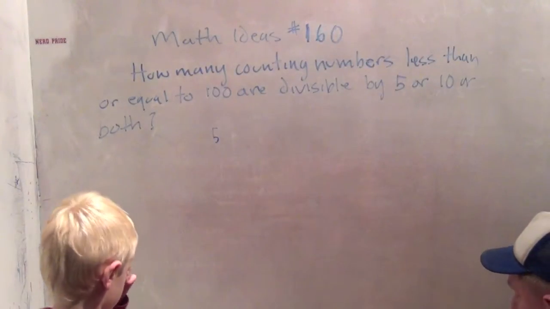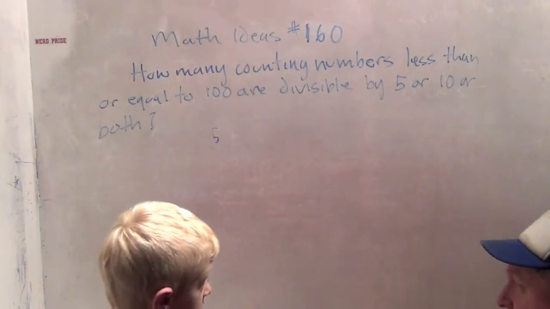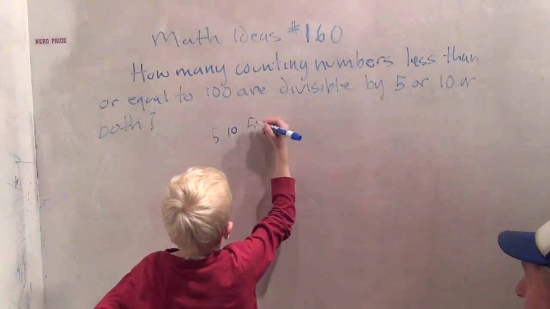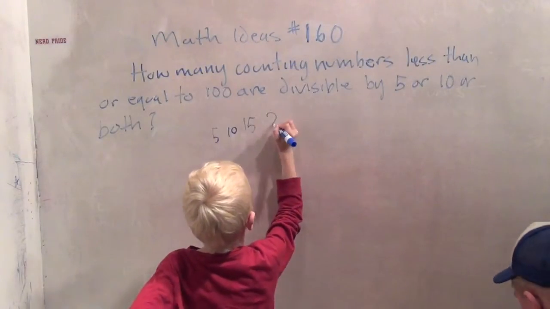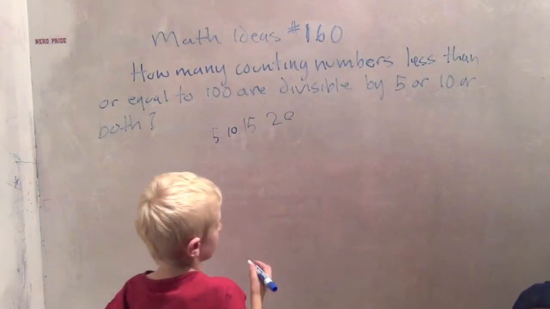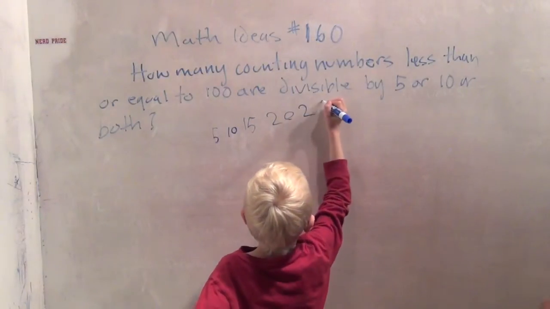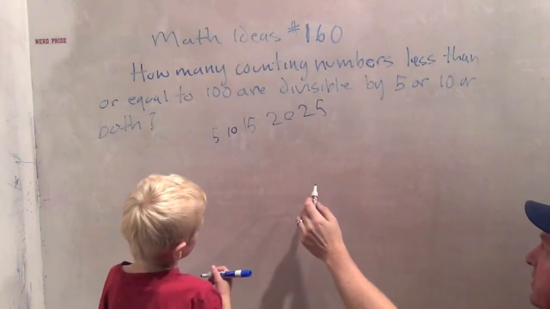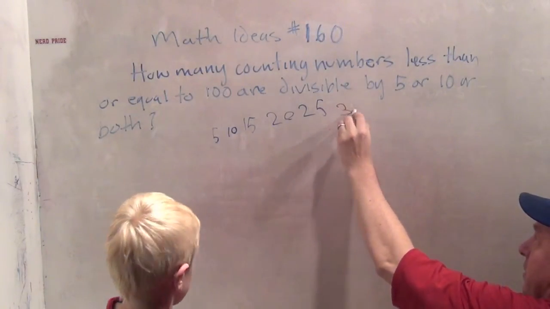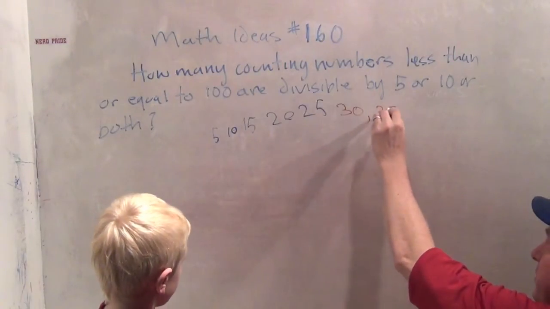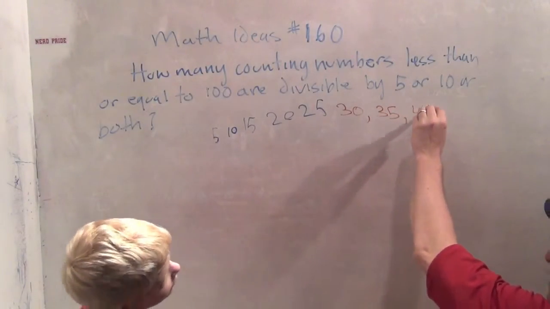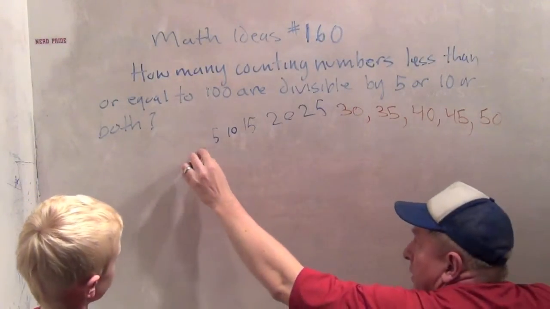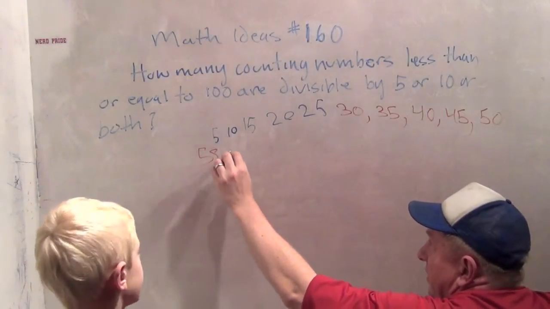And what's the next smallest number you can make? Then you can make 10. Then you can make 15. Then 20. Then you can make 25. What's the next one you can make after that? Then you can make 30, 35, 40, 45, 50, 55, 60.